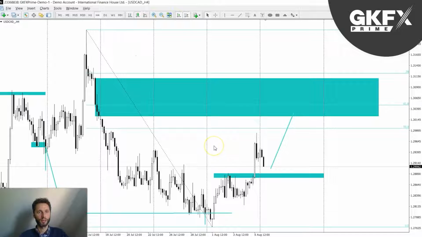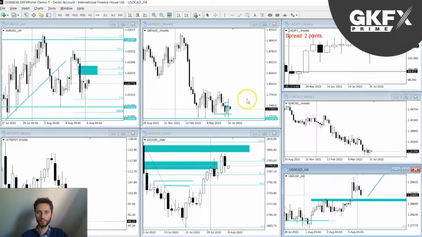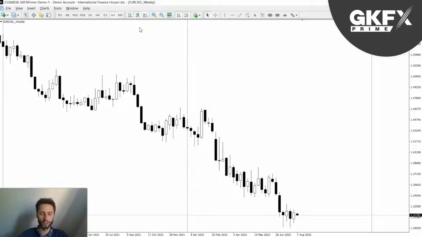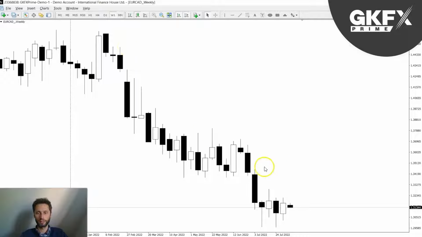Okay, now let's move to the next pair. Let's now go to another CAD pair, EURCAD. Now this one, I have to say, is a bit trickier. This is not a usual high probability setup that I personally would like to look at, but I'm going to look at it anyway. And let's just try to have a breakdown of this setup.